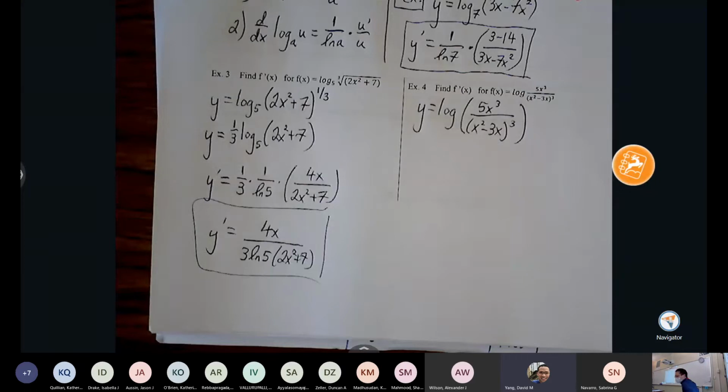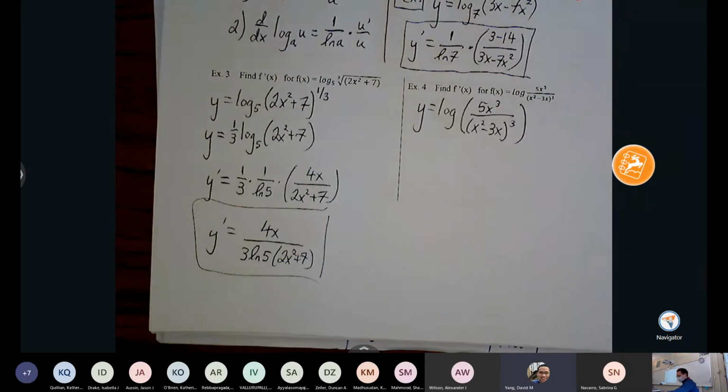Okay, questions with 3. Okay, look at number 4. That's a messy parentheses there. What can we do to avoid a messy derivative rule?